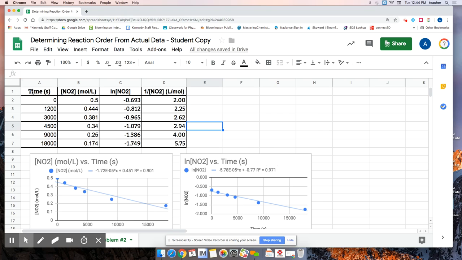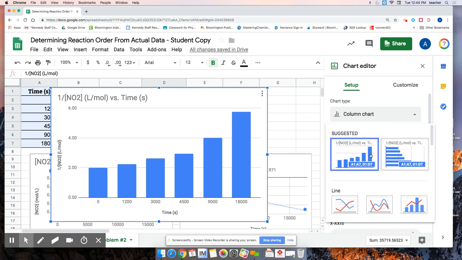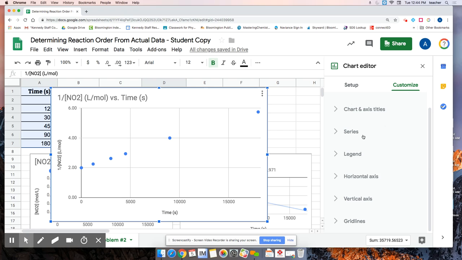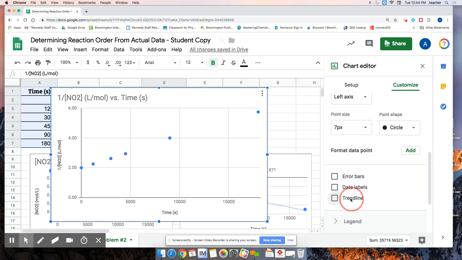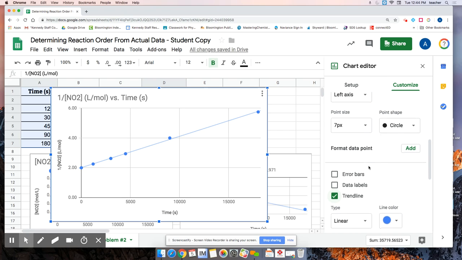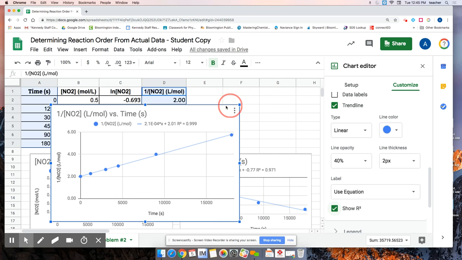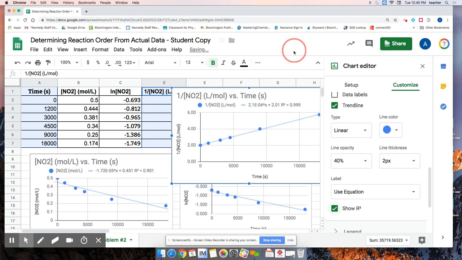And we'll do our last graph. Time versus, control click, 1 over concentration. Insert chart. Again, set it up for a scatter plot. This one is looking promising. Go to my series, put in my trend line. Wow, that matches pretty good. Let's double check though. So I'm going to use my equation for a label and show my R-squared value. So you can see my R-squared value here is 0.999, which is really close to 1. So this is going to be my linear data.